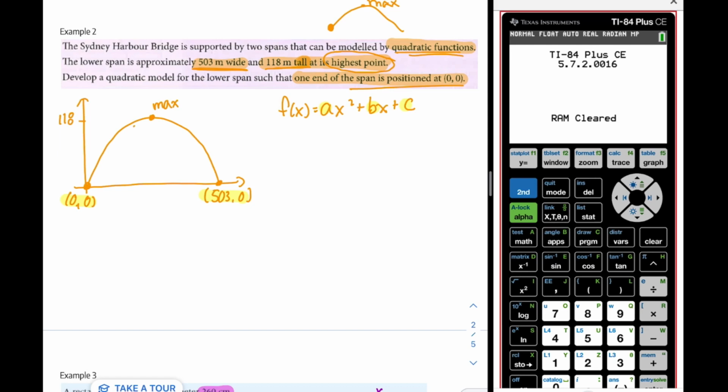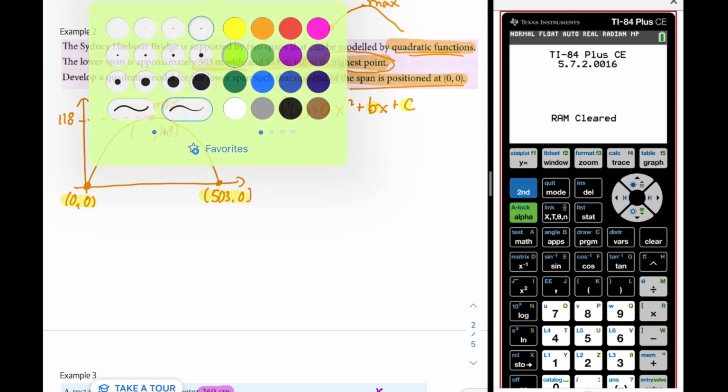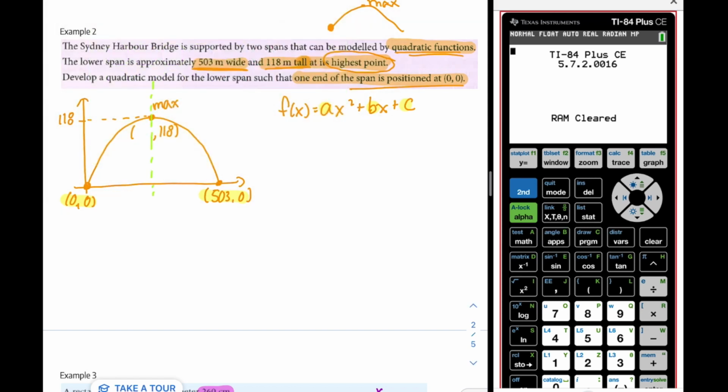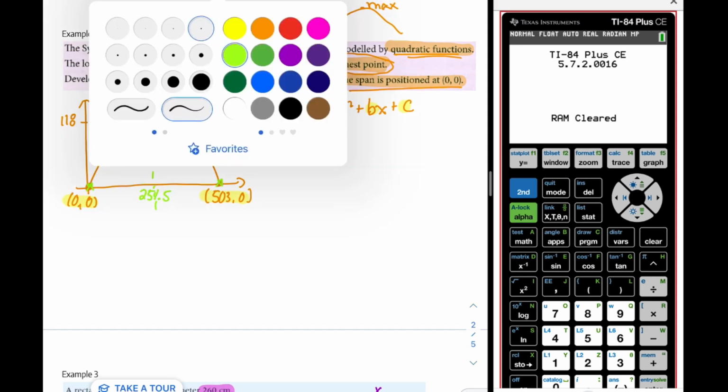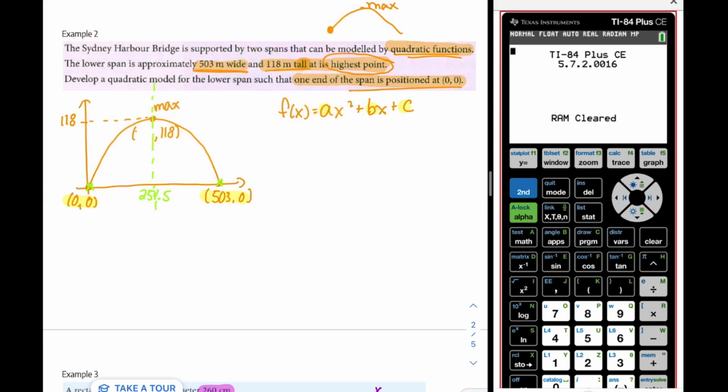Well, for this maximum point, we know the y coordinate is 118 because that's the maximum. And for the x coordinate, the maximum point happens at our axis of symmetry. So the maximum, the vertex, happens at the axis of symmetry. And the axis of symmetry always happens between 2 zero values, so exactly halfway between our 2 zero values. So 503 divided by 2 is 251.5. So my x coordinate is going to be 251.5. So now I have 3 coordinates, and I'm going to show you how to do this with your calculator.